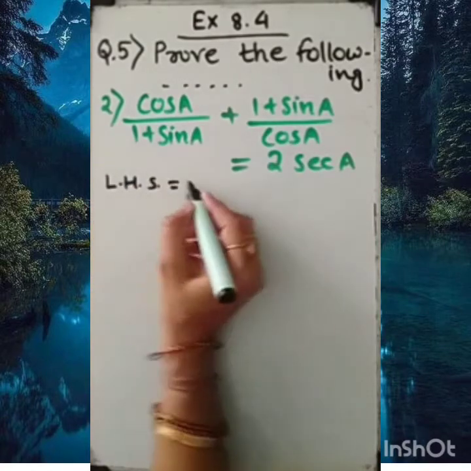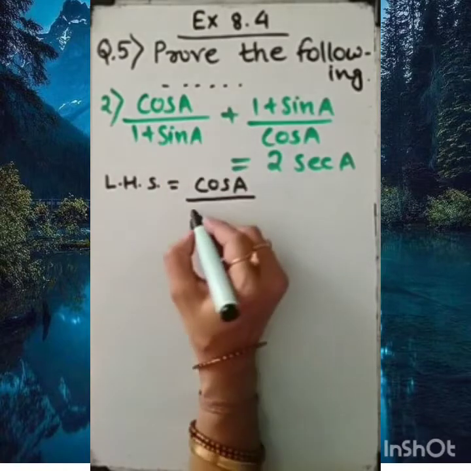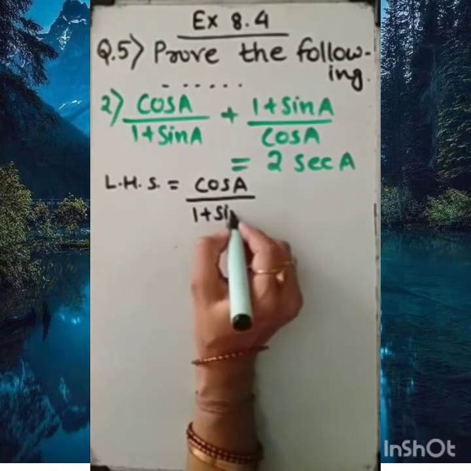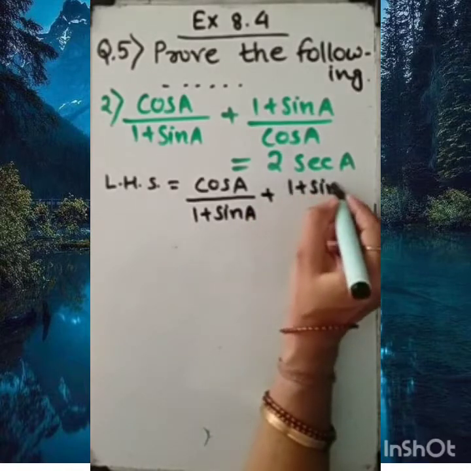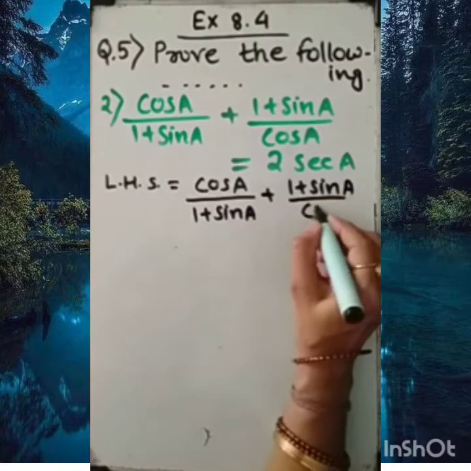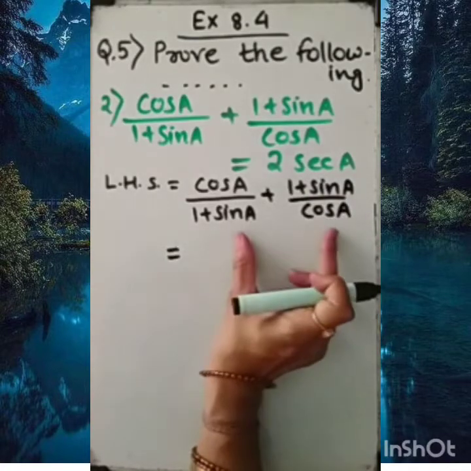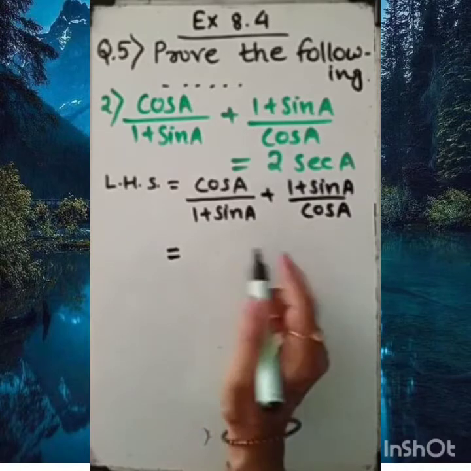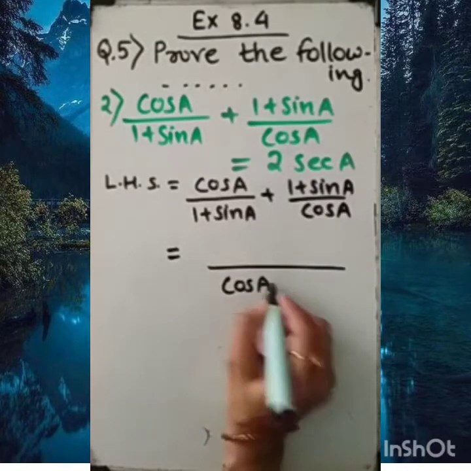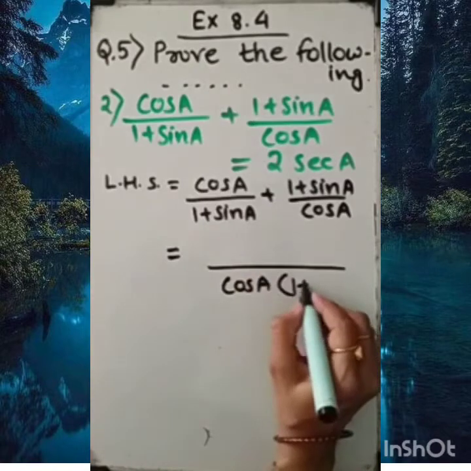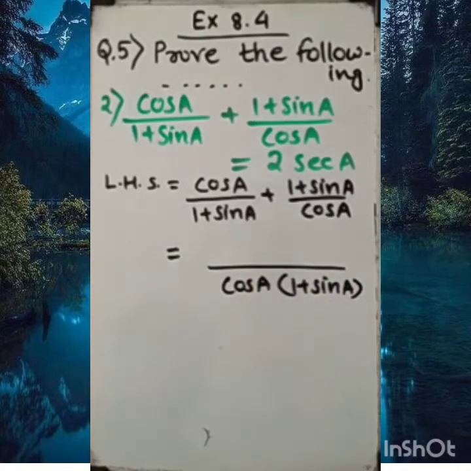Let me repeat what we are given. On the LHS side we are given cos A upon 1 plus sin A plus 1 plus sin A upon cos A. Dear student, if I compare both of these denominators, they are different. So I need to take the LCM, which should be cos A and, in another bracket, 1 plus sin A. This will become the LCM.